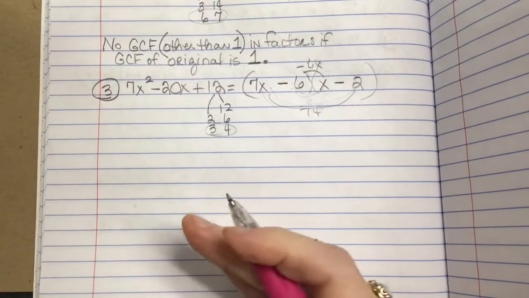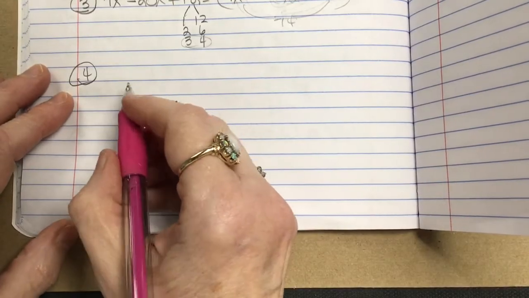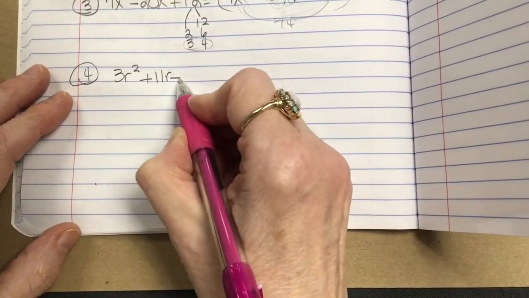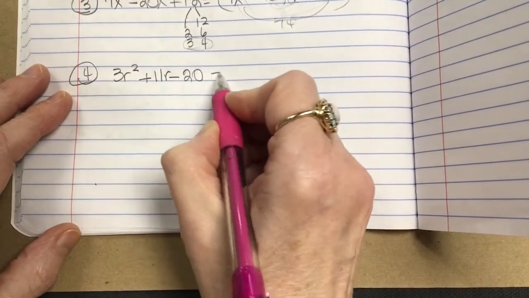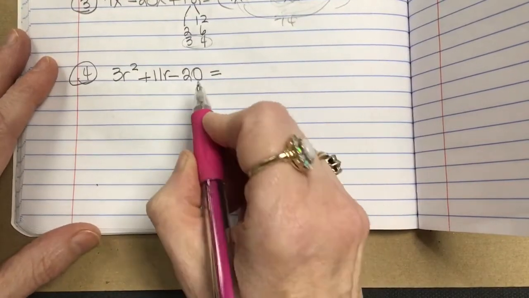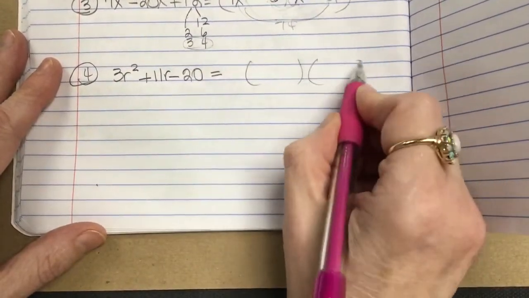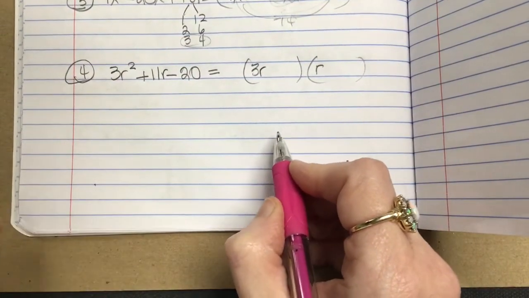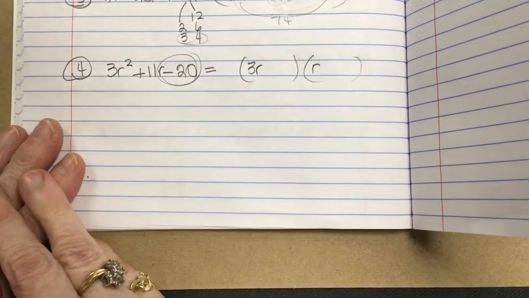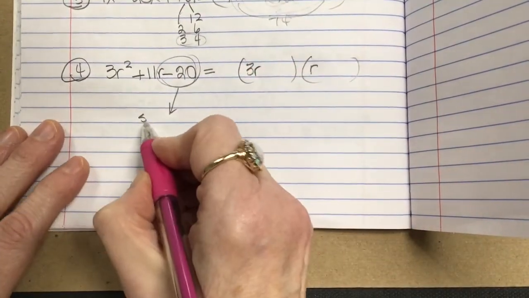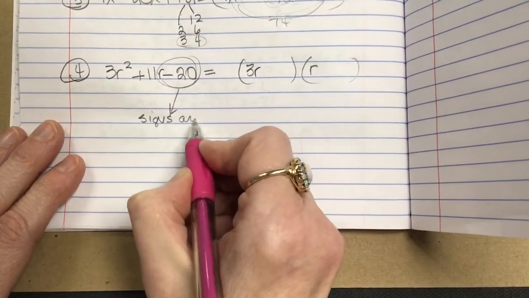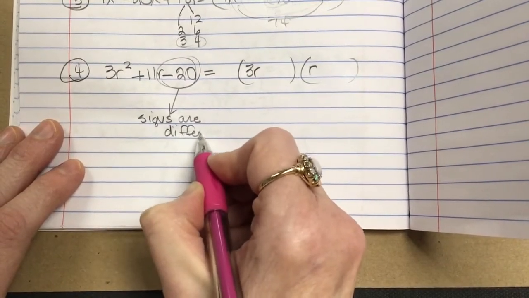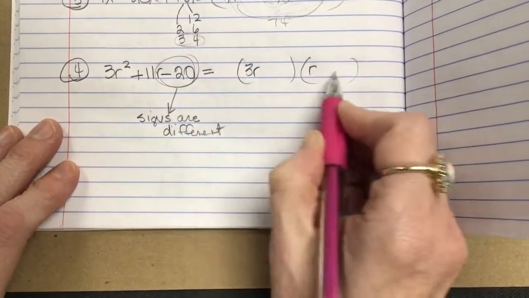Okay. Trial and error. 3r squared plus 11r minus 20. Now the last 3, we're going to do 4, 5, and 6, are going to be negative at the end because these are the toughest ones. Why? Well, let's get our L first. Let's get our 3r and our r. And what happens when this is negative? Okay, one of them's got to be, signs are different. One positive, one negative. And I don't put them up here yet.